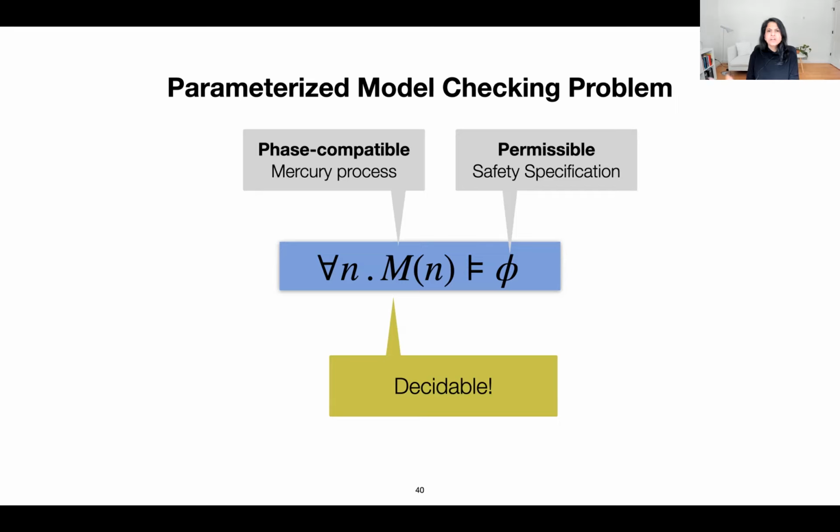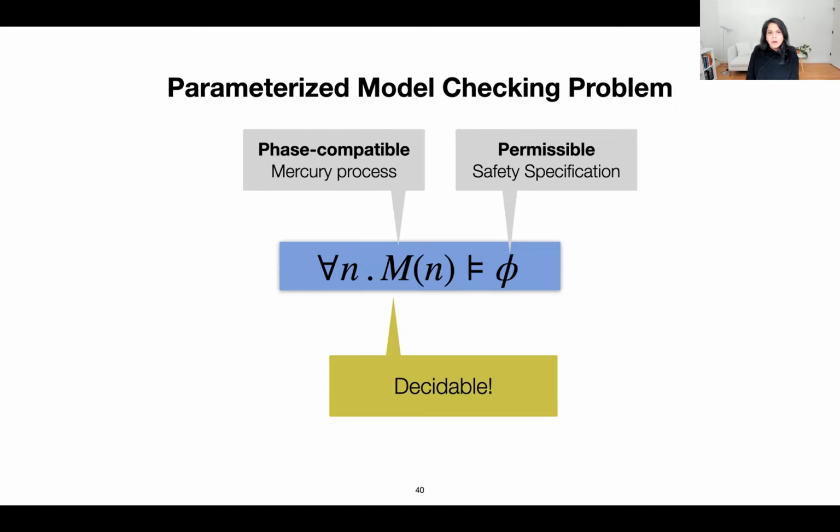Okay. So what are phase compatible Mercury processes? Well, I can just give you an informal intuition. A Mercury system can be seen as essentially proceeding in phases where all processes are in some set of local states and then some global synchronizing action, like an agreement protocol and so on, occurs, which moves the entire set of processes to the next phase. And the phase compatibility conditions essentially ensure that the system's ability to move between these phases is independent of the number of processes. So that's what it ensures.